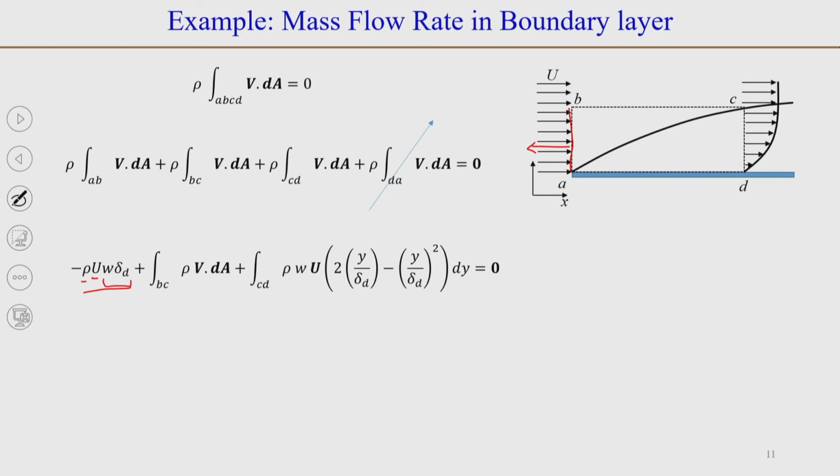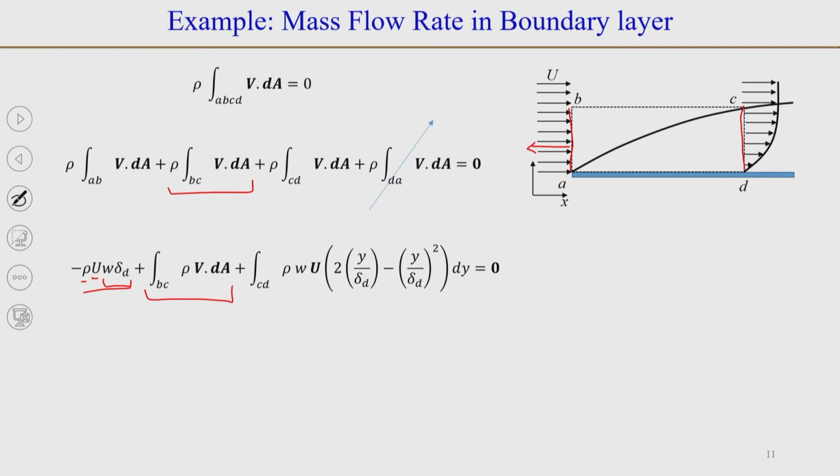The area through which the flow enters is delta D and W, which is the width normal to the board. Now, let us look at BC. BC is the surface on which we need to find the mass flow rate. So, V dot dA is the volumetric flow rate, so this is the mass flow rate through BC, and this is what we need to find.